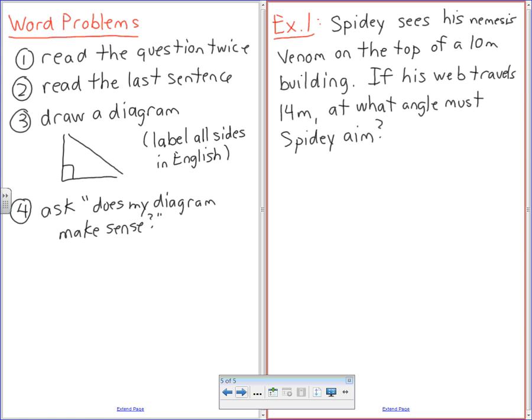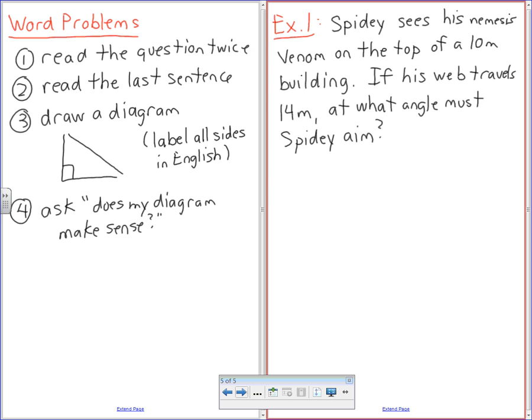Okay, so this is the straightforward question, the one that I expect everyone in the class to be able to get with a little bit of thought. It says, Spidey sees his nemesis, his arch enemy. If you don't know anything about Spider-Man, he's a good guy. Venom is what they call a bad guy, on the top of a 10-meter building. Spider-Man shoots webs out of his hands, and his web travels through the air. You'll see the movie. So if his web travels 14 meters, at what angle must Spidey aim?